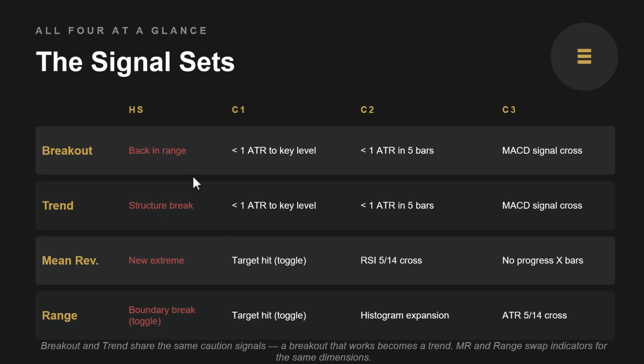So our signal sets a breakout. Our C1 might be less than 1 ATR at the key level, less than 1 ATR in 5 bars, or MACD signal cross trend. The same, it's only our hard stop that changes. Our mean reversion target hit might be a toggle, the partial close or fully close, an RSI 5 over 14 cross, and no progress in X number of bars, e.g. less than 1 ATR. And then our range bound is when our target is hit, much like the mean reversion. We're looking at histogram expansion, or we're looking at a cross of the short over the long-term ATR.